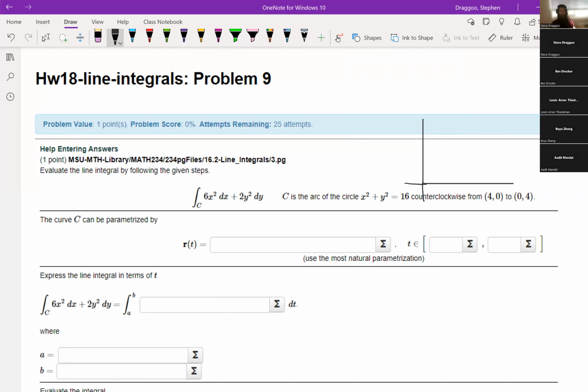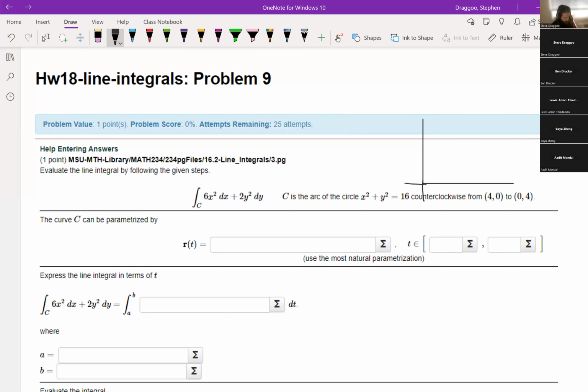So we want to evaluate the line integral 6x squared dx plus 2y squared dy. Evaluate the line integral given the following steps, because our original integral is actually not a line integral. Or wait, is it? No, never mind. Take that back. I'm thinking too many sections ahead. That integral is indeed a line integral. We know it's a line integral because we're integrating along the curve, or along the line C.